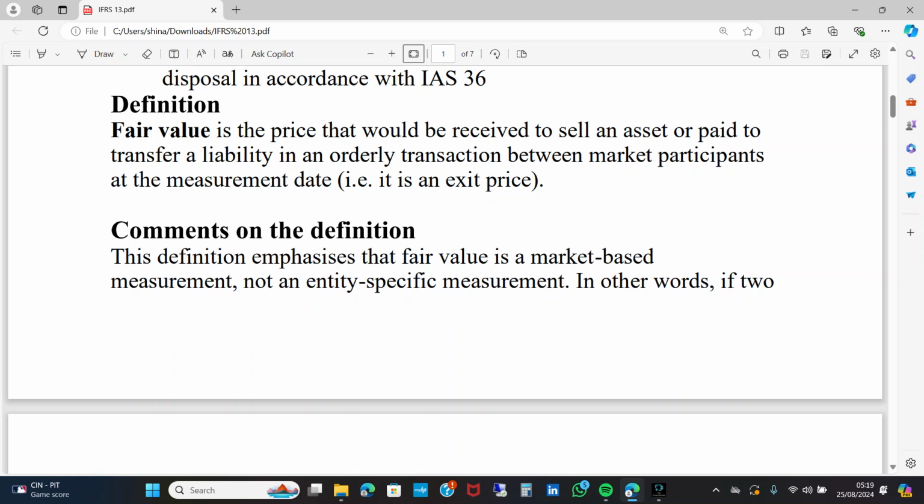When it is a liability, we are transferring the liability. So please, for assets, fair value is the price you will sell the asset. Remember exit, so going out, not buy. Please sell. For liability, the price will be to transfer the liability. Then in an orderly transaction between market participants at the measurement date. So now we're going to look at more details about the definition as we move on.